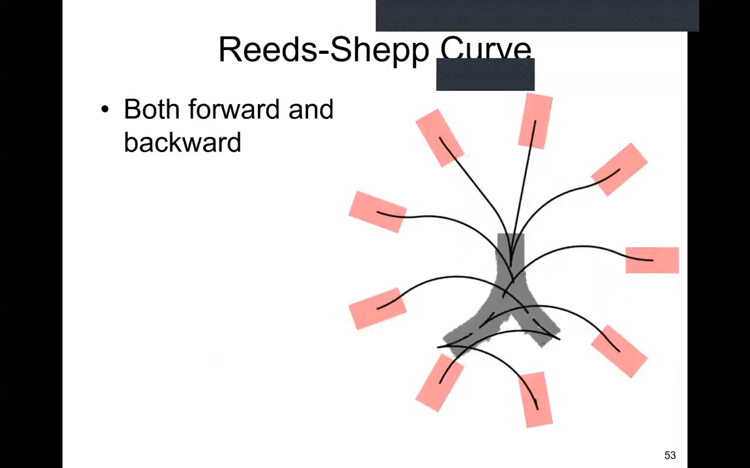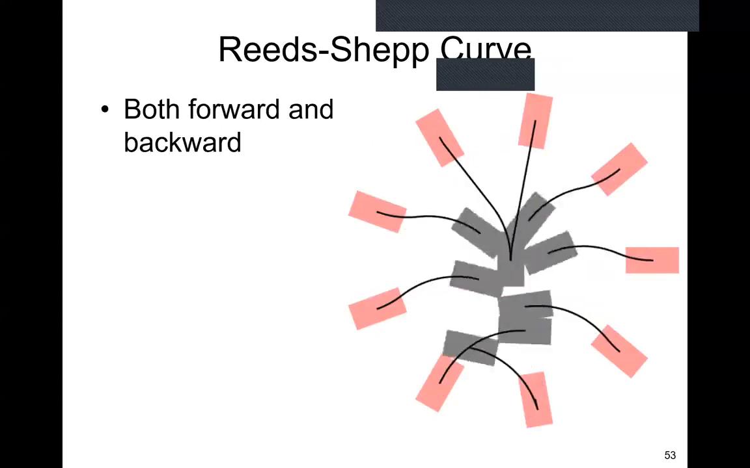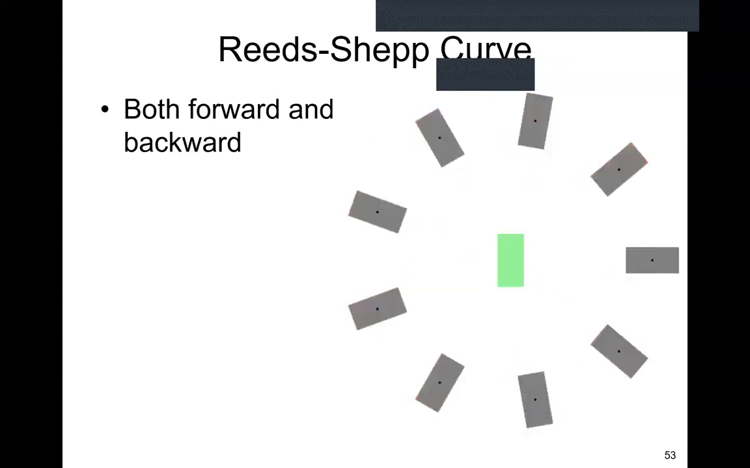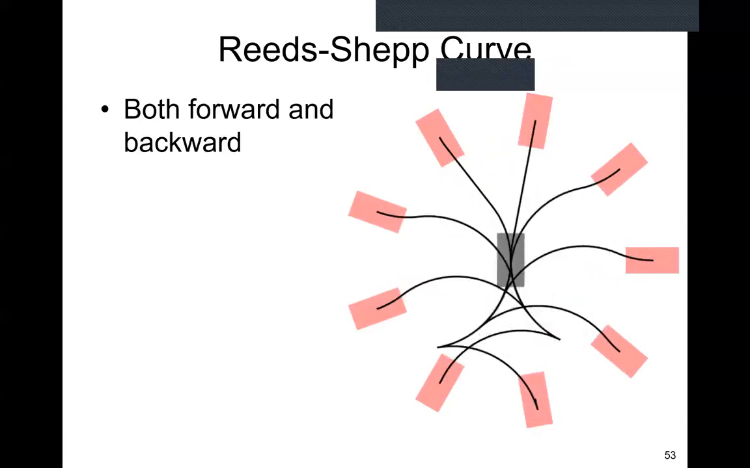For the Reeds-Shepp vehicle, you can drive forward and backwards. Therefore, you can drive forward and then back up, which is how people drive in reality.